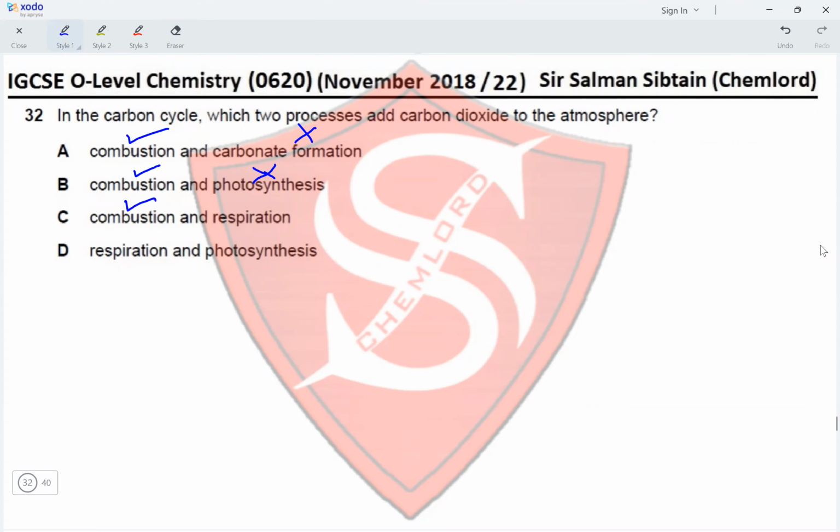Combustion adds carbon dioxide, respiration also adds carbon dioxide because glucose is burned in oxygen to produce CO2 and H2O. Respiration adds carbon dioxide, photosynthesis removes carbon dioxide. Therefore, the correct option for this question is option C.